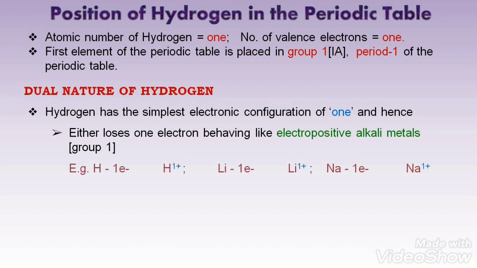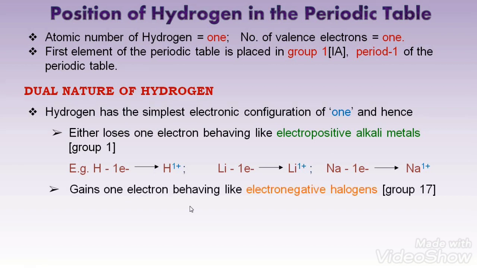For example, you can see we have the alkali metal lithium here, which is losing one electron to become electropositive, that is Li1+. Sodium losing one electron to become Na1+. In a similar way, hydrogen resembles the alkali metals, that is lithium and sodium, and it also loses one electron and becomes H1+. It gains one electron like halogens, which are electronegative. So it behaves like halogens by gaining one electron.